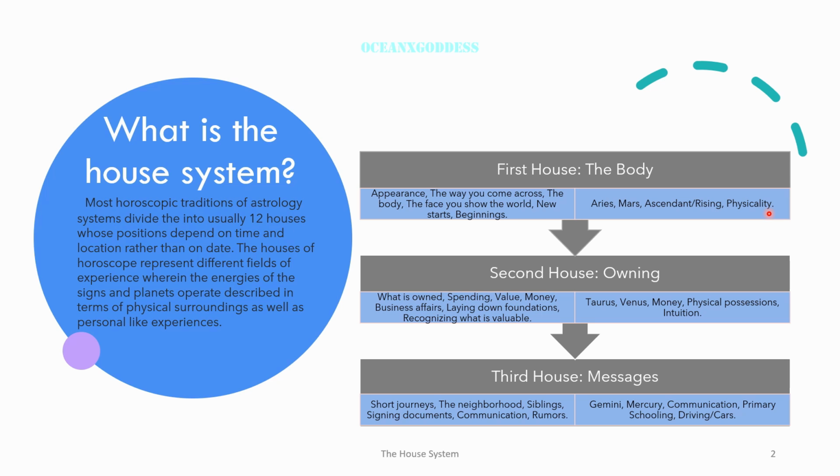So a lot of the time, depending on what sign or what planet you have in the first house, your personality or the way you come off to others, or just sometimes even the way that you look, can be sometimes based around these planets or the sign that is in your first house.